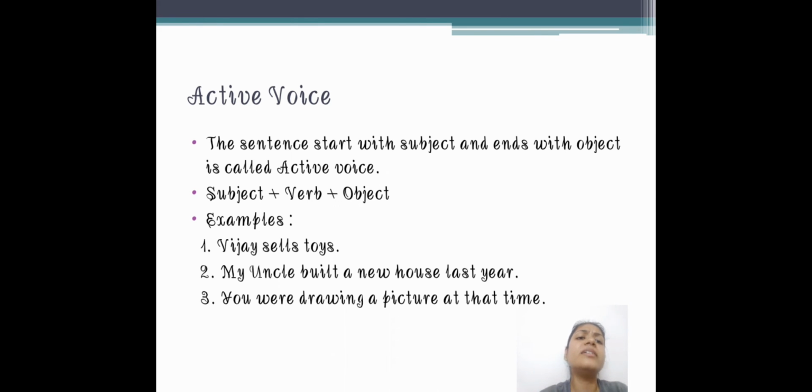Second one, my uncle built a new house last year. Here my uncle is the subject, built is the verb, and a new house is the object. My uncle is the doer of the action, built is the verb, and a new house is the object. Okay, so here also we can see that pattern, subject plus verb plus object. Now the third one, you were drawing a picture at that time. You is the subject, were drawing or only drawing is the verb, a picture is the object.